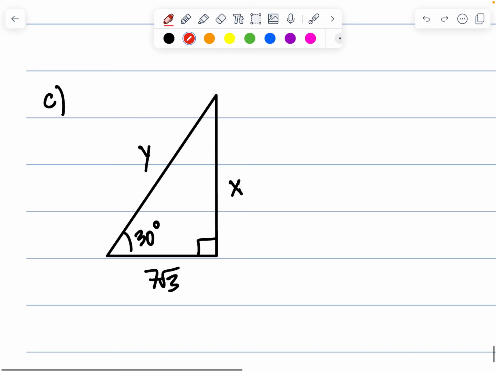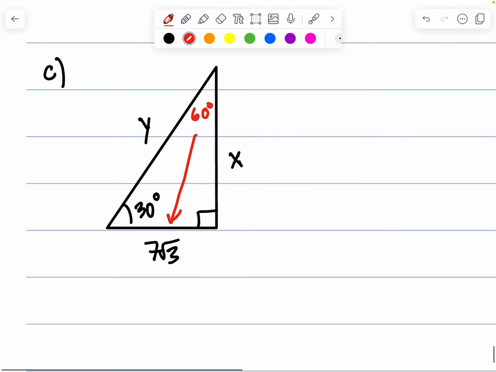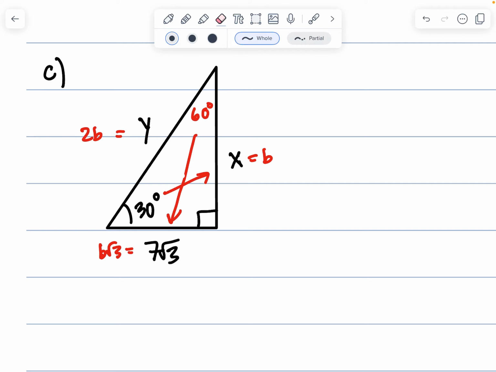So let's take a look at C. Okay, this time around, it's still 30, 60, 90. This time around, we actually have the B root 3 side. So we could label this as B. We could label the 60, the 7 root 3, as B root 3. And then the Y side will be 2B. So this one's a little trickier because we have to account for the B root 3.